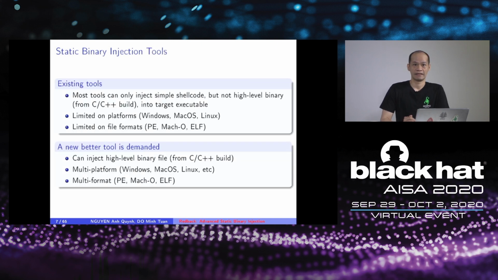Looking at some existing tools, you can see that most tools nowadays can only inject simple shellcode, but not high-level binary. They only work on some limited platforms, and they are also limited in the file formats they can support. So we think that we need a new, better tool for static binary injection that can inject high-level binary files built from C or C++. This tool should work on all OSes like Windows, macOS, Linux, and so on. And finally, it should support all popular executable formats like Windows PE, Mach-O, and ELF.